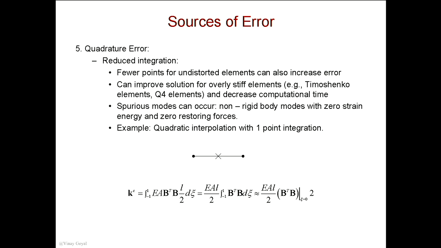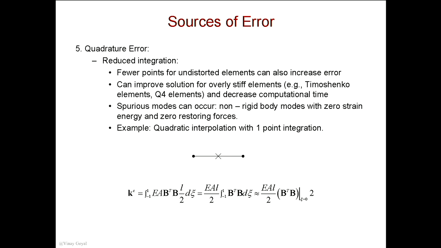So fewer points usually can be okay for undistorted elements, but can increase the error, right? It can improve the solution for overly stiff elements like we found with the Timoshenko beam. And Q4 elements also become locked if you have just a single row of elements. We saw that the solutions became stiff. Using reduced integration can help. The problem with reduced integration, however, while it sounds attractive, especially for dynamic problems where you're doing explicit time integration in Abaqus or some of these time-intensive calculations, Abaqus will try to default to a reduced integration element. But you need to pay attention to the consequences of it.